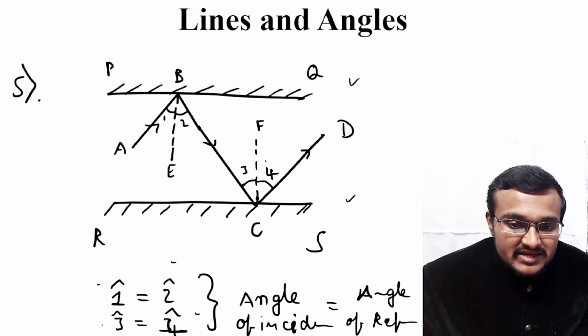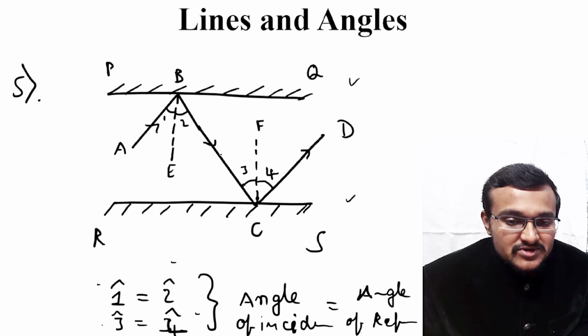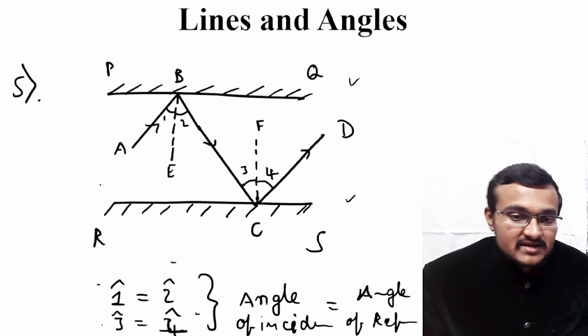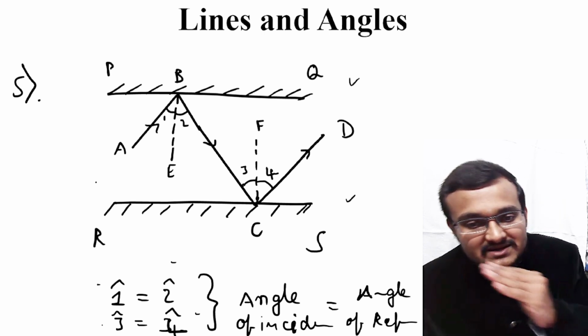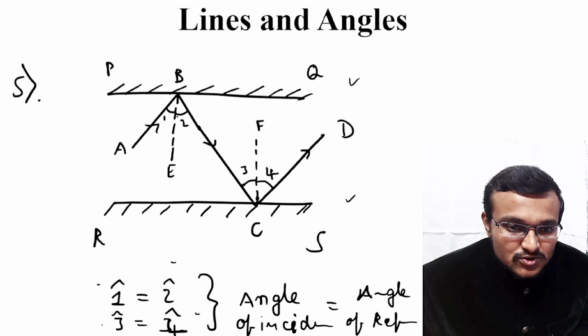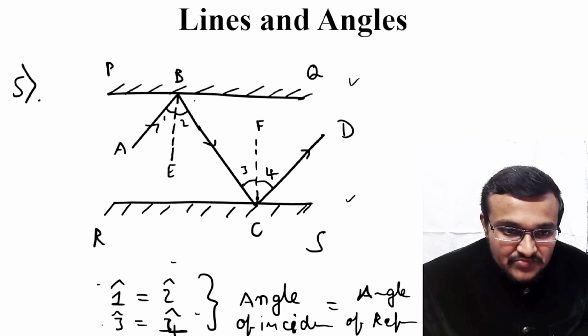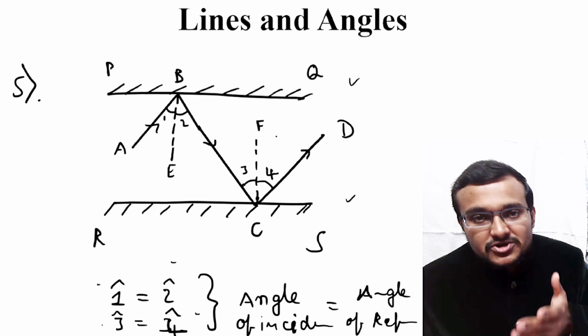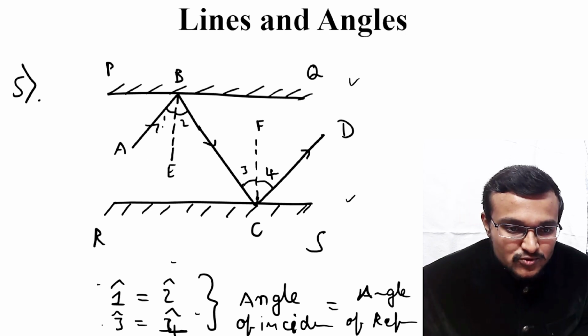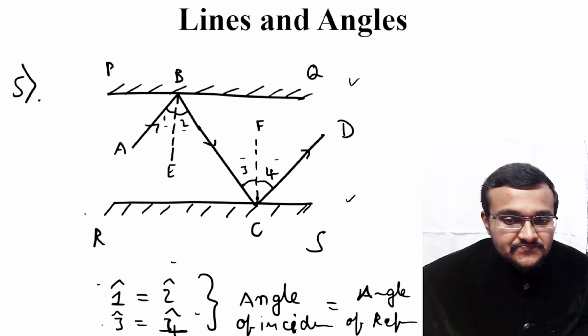But we have to prove AB and CD are parallel to each other. So that means 1 plus 2 and 3 plus 4 should be equal to each other. If we prove that, then AB and CD will be parallel to each other, because ABC and BCD act as alternating angles if AB and CD are parallel. So we'll prove that 1 plus 2 should be equal to 3 plus 4.